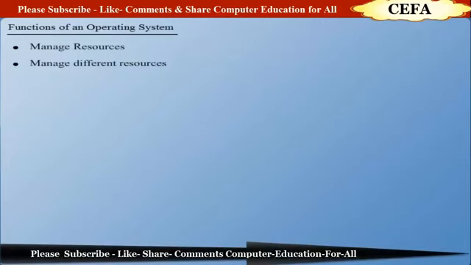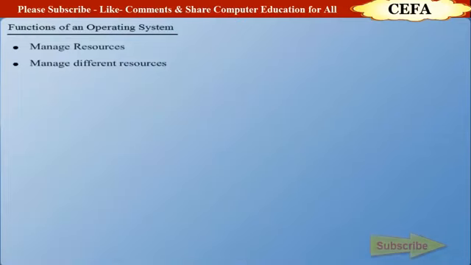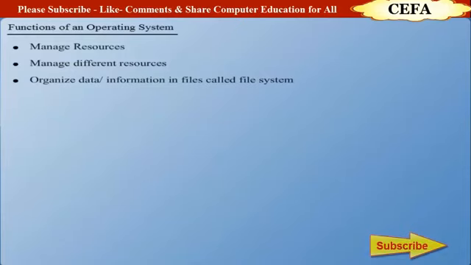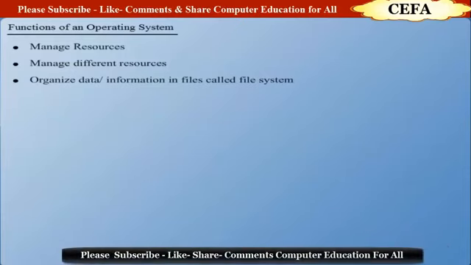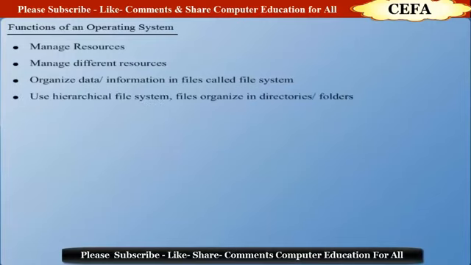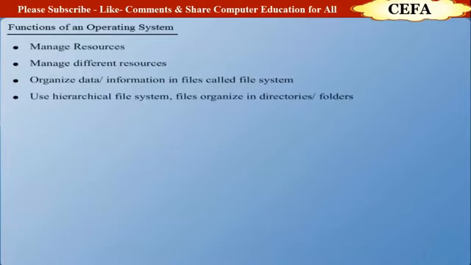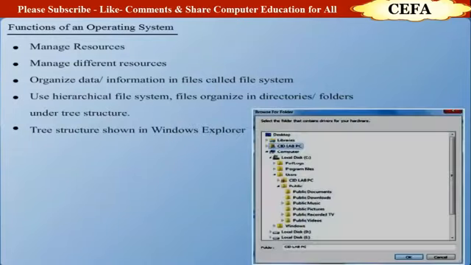The operating system normally organizes information data into files and is called a file system. The operating systems mostly use a hierarchical file system where the files are organized into directories, folders under a tree structure. The screenshot of a tree structure while using Windows Explorer is shown below.